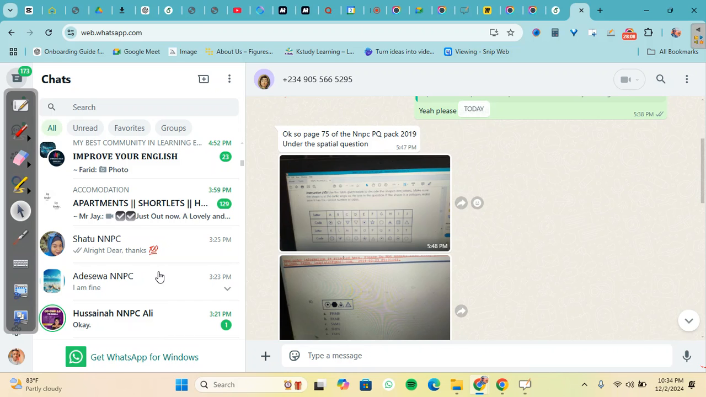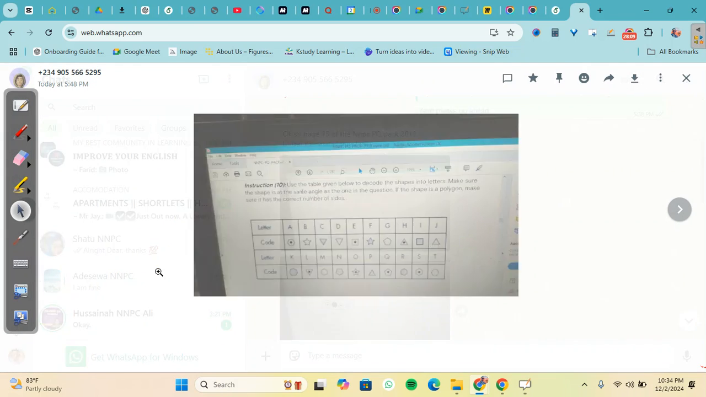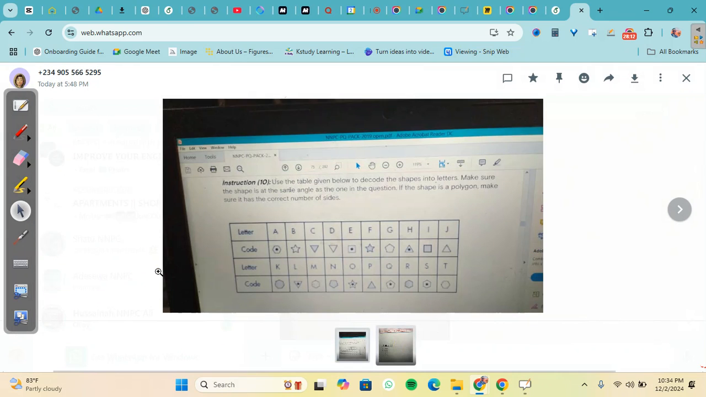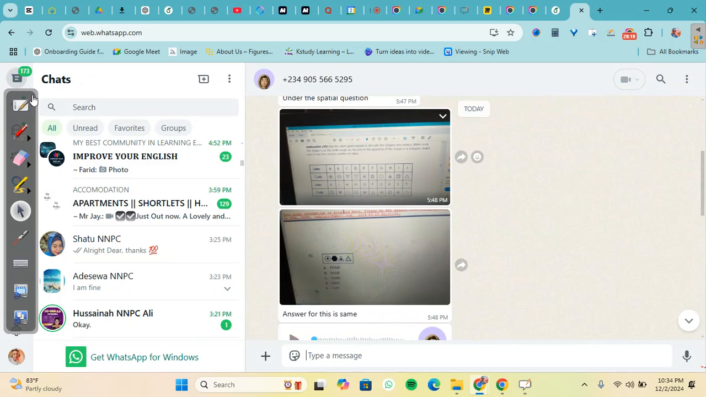Okay, yeah, guys, this is the question here. I want us to look at this question clearly. Look at this shape. This is the question, this is the information given, and this is the main question. So let me try to see if I can zoom.